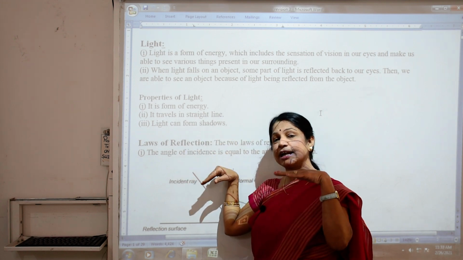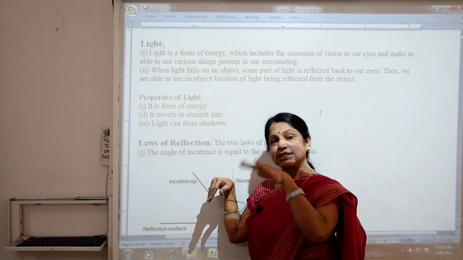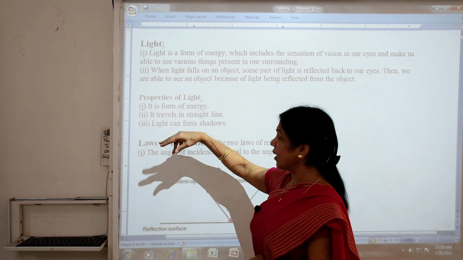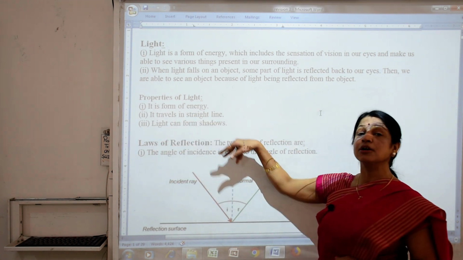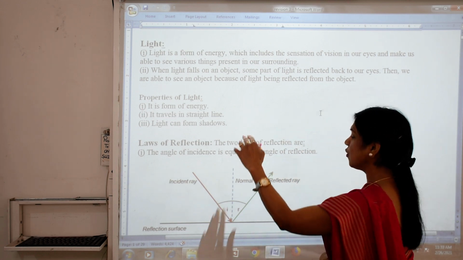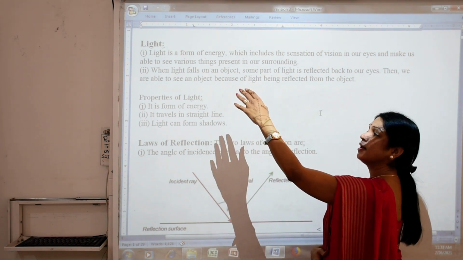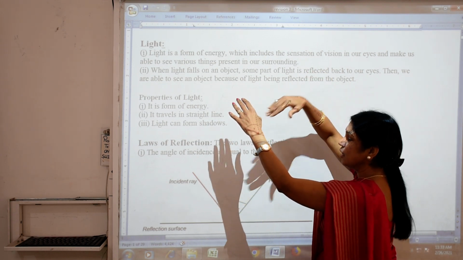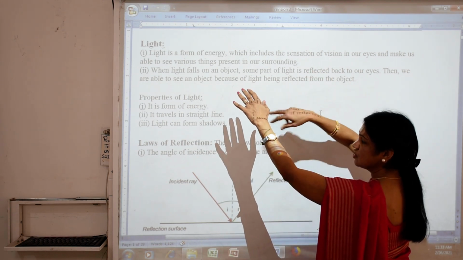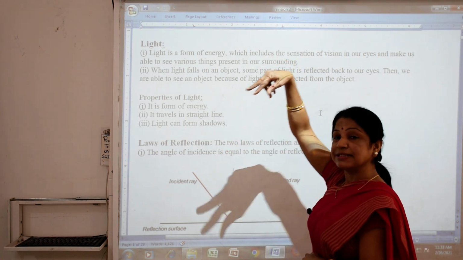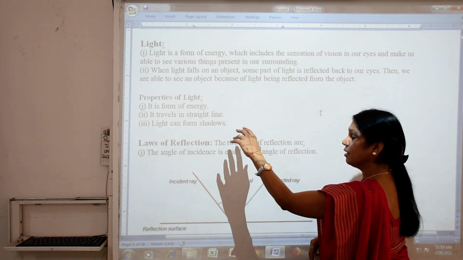What do you mean by a straight line? It means it does not change its direction, it goes directly in a straight way. Now light can form shadows also. How does it form a shadow? Suppose I keep my hand here in the path of the light. So here one shadow is forming. Are you able to see that? That is due to the presence of light that the shadow forms here.